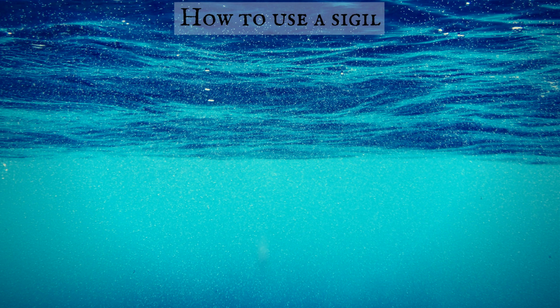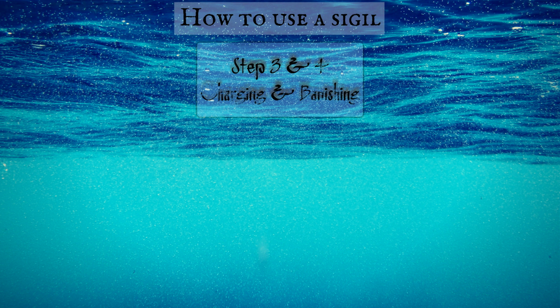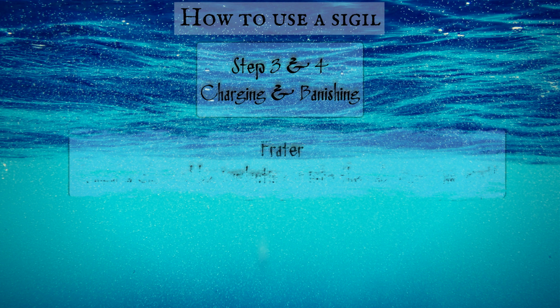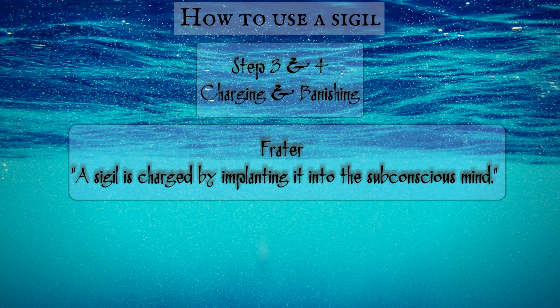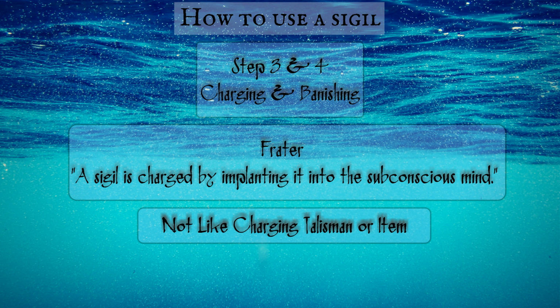So far I have explained points 1 and 2, which is the statement of intent and then sigil design. Now let's have a look at step 3 and 4, which is charging the sigil and then banishing the sigil. Now, in the words of Frater himself, a sigil is charged by implanting it into the subconscious mind. He also states that charging a sigil in this case is not the same as enchanting or charging a talisman, amulet or some other item.